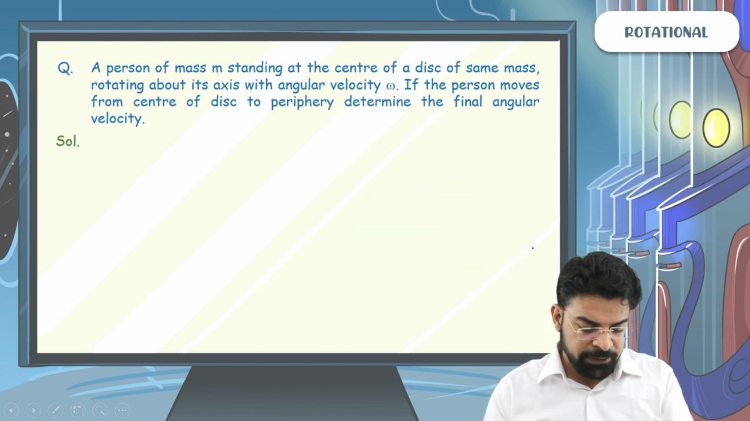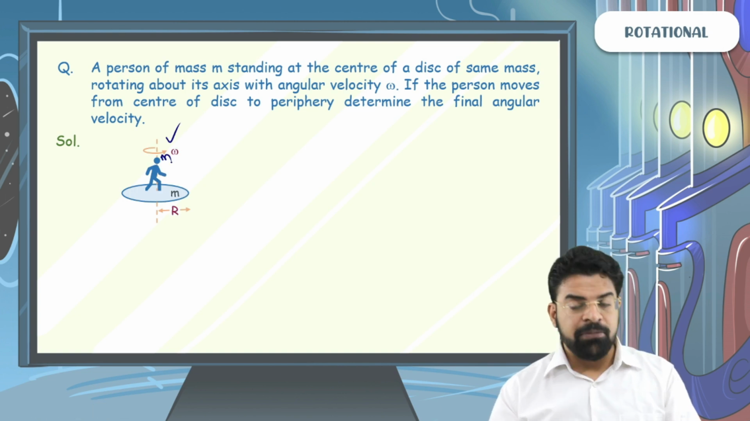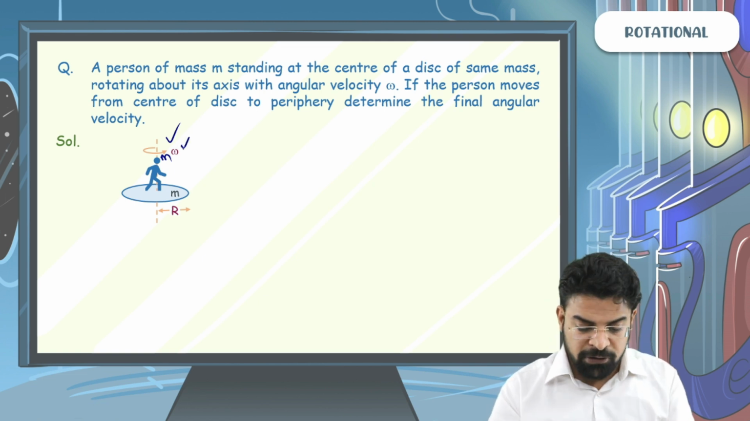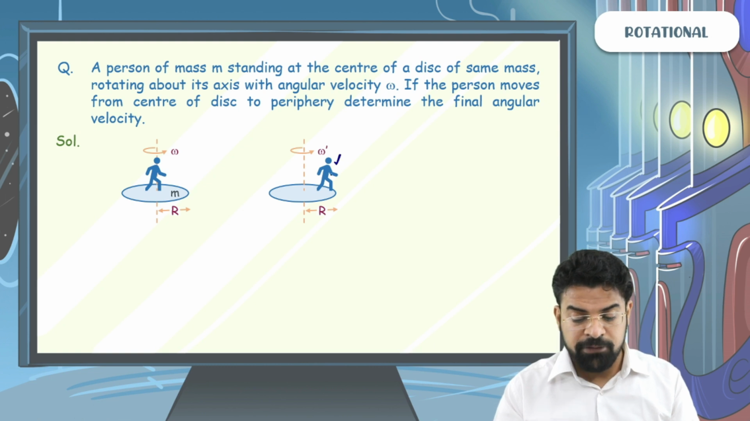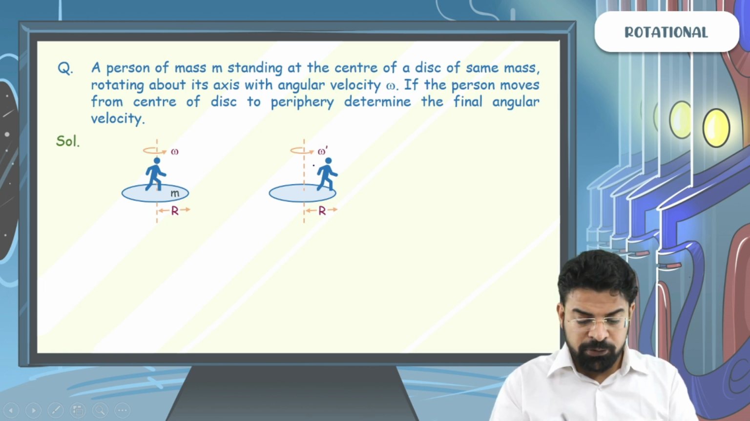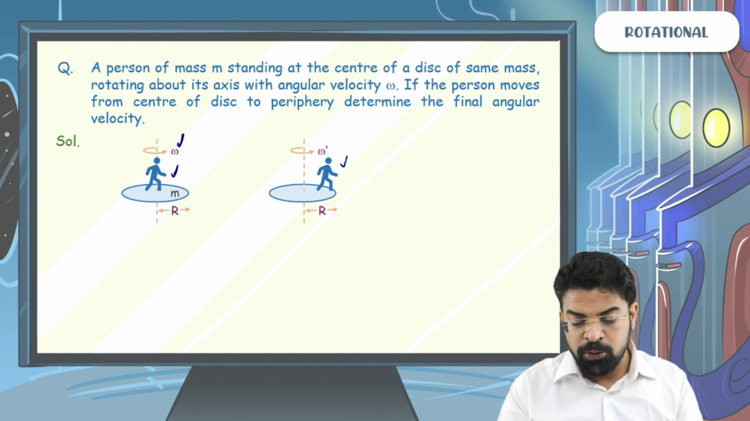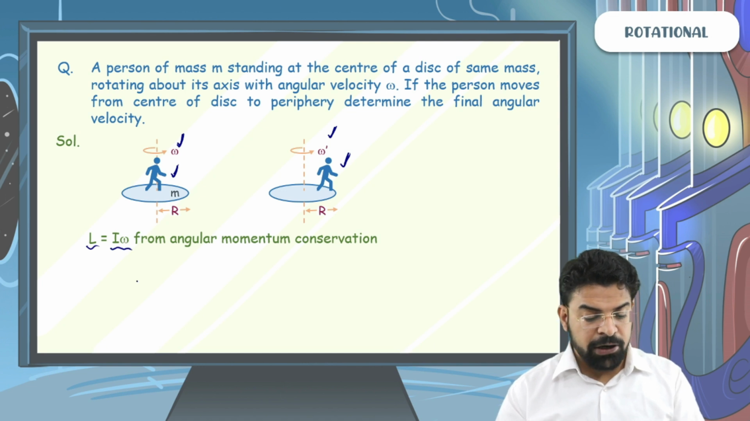So let's calculate it. Let's think of the initial case, when the person of mass m stands at the center of the disk and the whole system is rotating with an angular velocity omega, and then think of the final case when the person has reached the periphery. Now let's say the whole system rotates with an angular velocity omega dash. We can do angular momentum conservation. We can say initial moment of inertia into initial omega equals final moment of inertia of the system into final omega. So we can say L equals I omega.